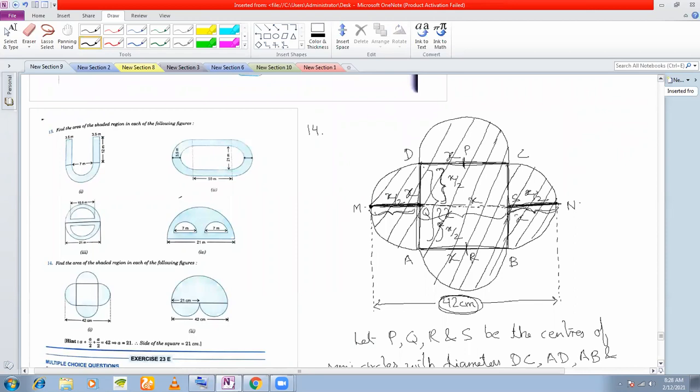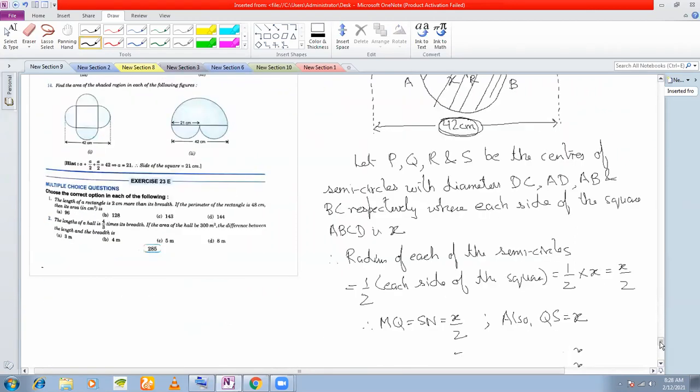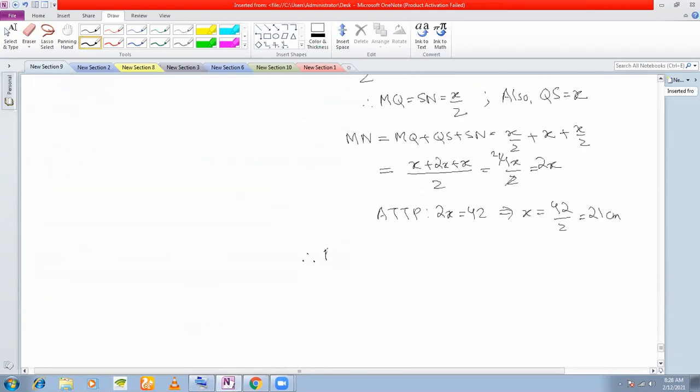Now we shall find out the area of the square. Therefore, area of the square ABCD is equal to x square is equal to 21 square. Okay, and how much is 21 square? 441. Yes, 441 centimeter square.